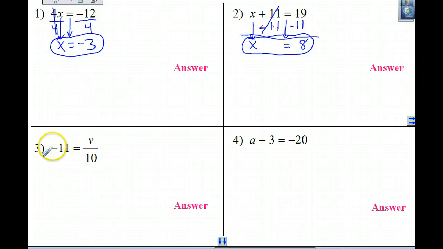Number 3. This says negative 11 is equal to some number divided by 10. Right? You understand right here? V over 10, that means V divided by 10. What's the opposite of dividing by 10?